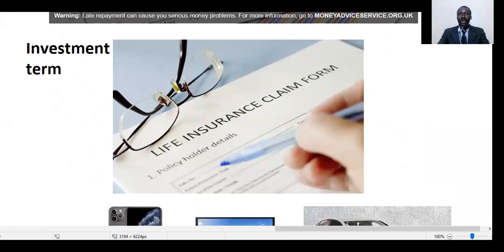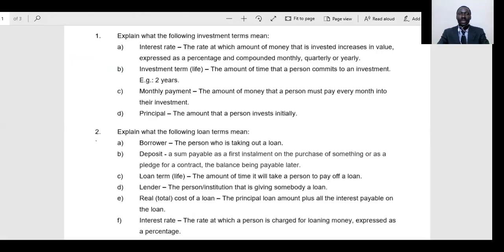Then, because you're looking at life insurance, that is, you would like to have your life insured. You will be paying some money every month to the insurance company so that after, say, leaving that job you're doing, the insurance company will take on the responsibility of paying you every month over a period of time. This is what we call the monthly payment. The monthly payment is the payment that you make. You personally commit yourself to paying into your investment.